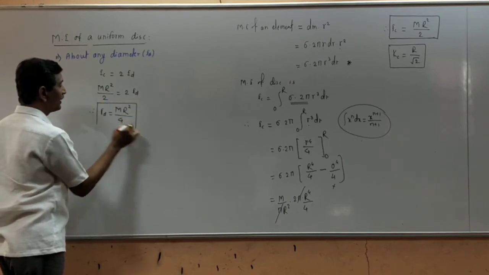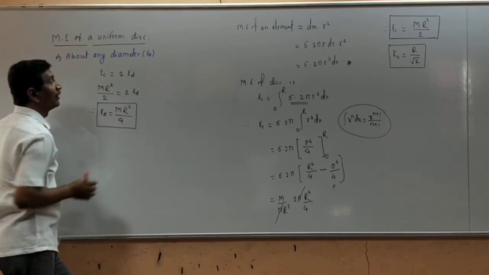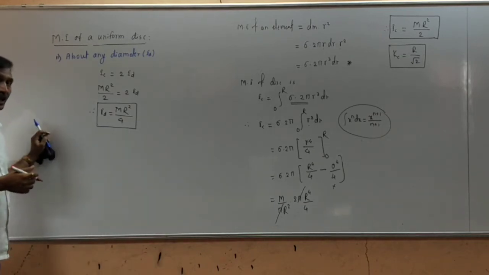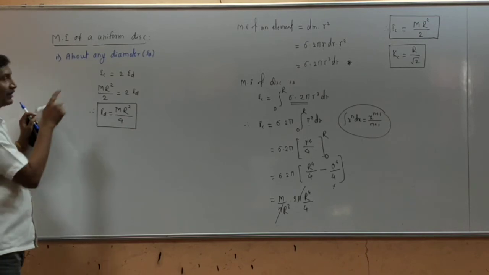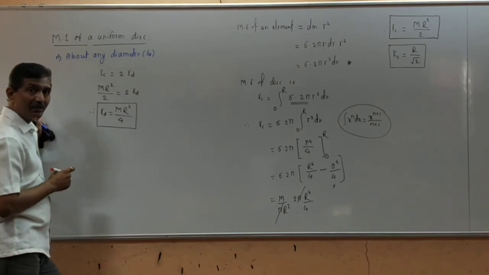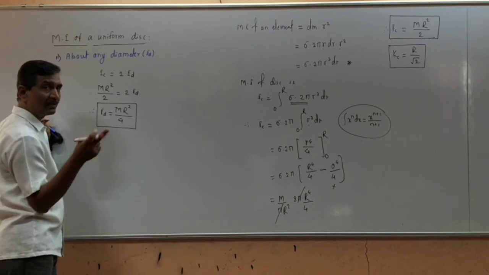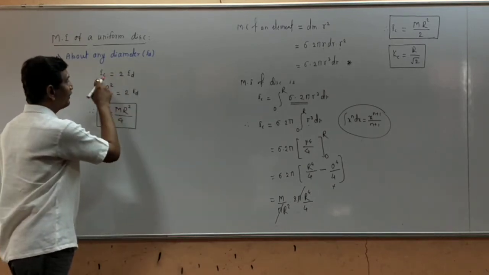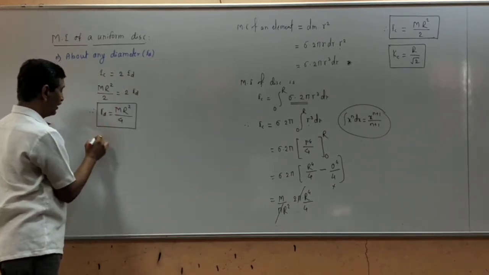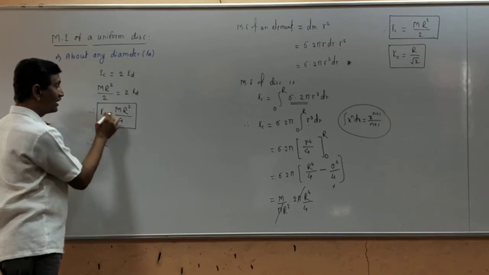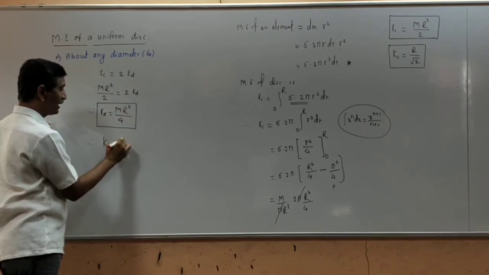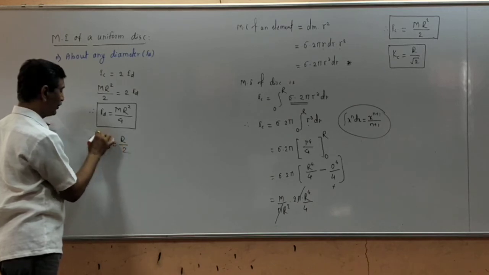So here we avoid some steps. Take two diameters which are perpendicular to each other. Therefore, the perpendicular axis theorem is applicable. By perpendicular axis theorem, we get IC is equal to ID plus ID. That is, IC is twice of ID. Put the value of IC. Then we get ID is MR square by 4 and KD is R by 2.